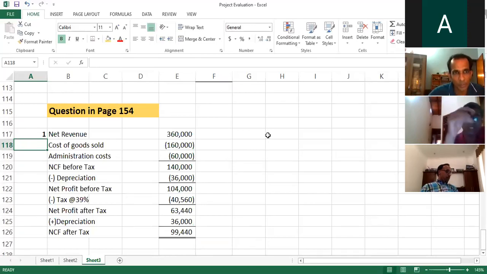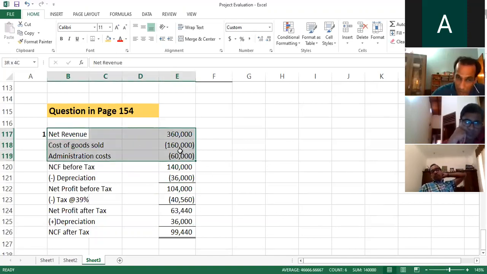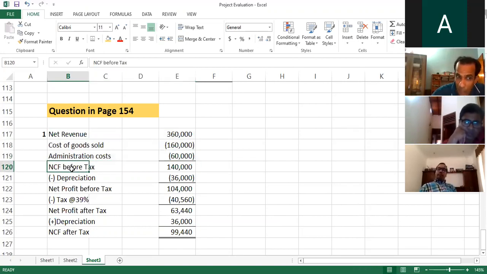So here, as per this, you mean to say that net cash flow before tax is equal to net profit before tax? No, no. Net cash flow after tax and net profit before tax, that's different. Net cash flow before tax, from that, deducting the depreciation, then you get net profit before tax. Because here we have considered only cash revenue and cash expense, right? Then we get net cash flow before tax.